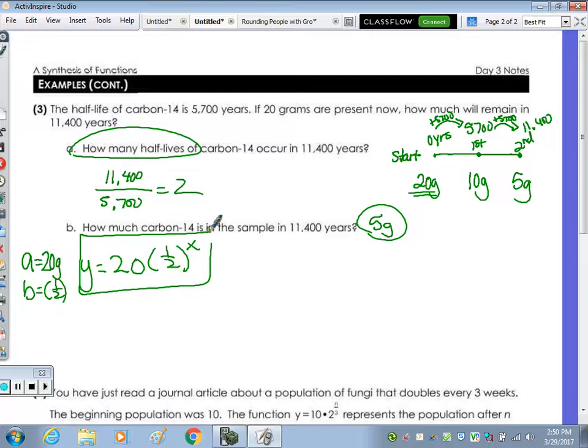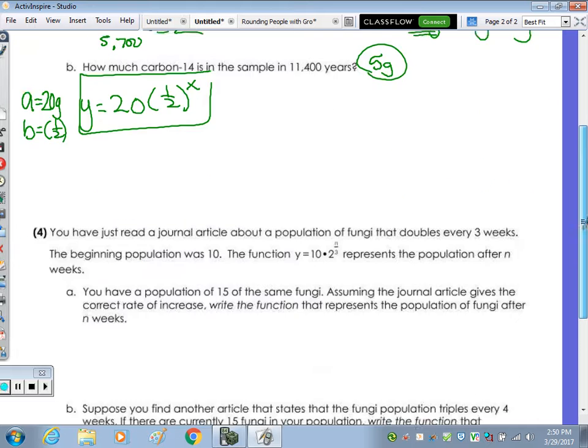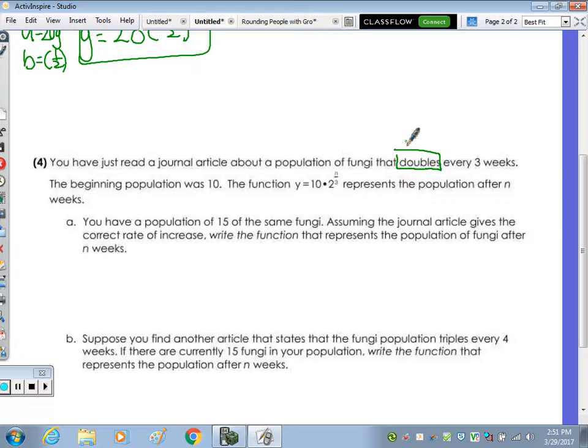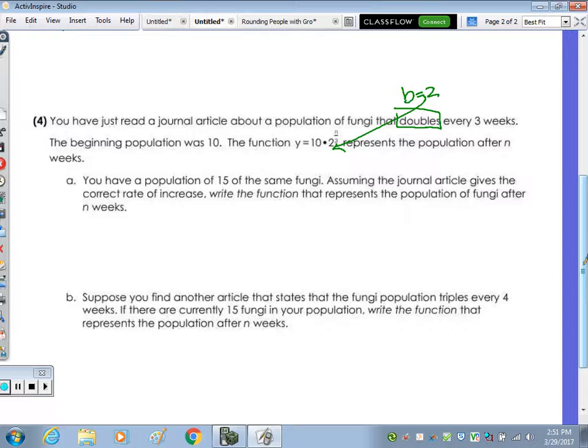The last one, we're just writing the functions. We're not doing any calculations. So it said you have just read a journal article about a population of fungi that doubles every 3 weeks. The beginning population was 10, so we have the function y equals 10 times, because 10 is our starting amount, 2, because the b value, again, it says we're doubling. So if we're going to double, that means our b is 2. And then it represents the population after n weeks. Well, if we're looking at n weeks and our population doubles every 3 weeks, that's how many times it's going to double.